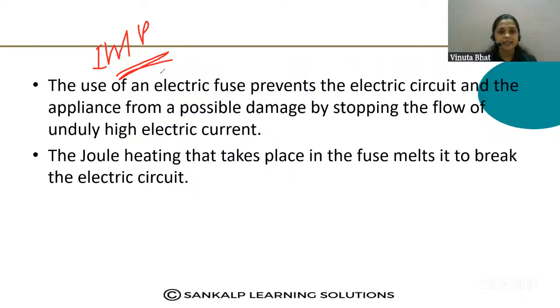The use of an electric fuse is to prevent the electric circuit or electric appliances from possible damage by stopping the flow of unduly high electric current. The fuse stops the flow of current to the electric appliances, so damage to the appliances and the chance of breakdown of the circuit are prevented. Joule heating that takes place in the fuse melts it to break the electric circuit. So, a very important question.